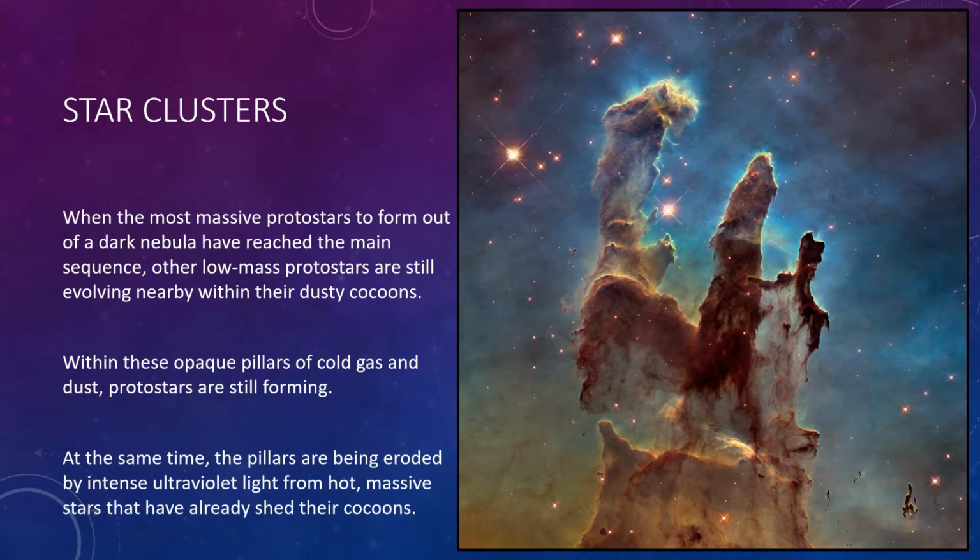At the same time, however, the pillars are being eroded by intense ultraviolet light from hot massive stars that have already shed their cocoons. As each pillar evaporates, the embryonic stars within have their surrounding material stripped away prematurely, limiting the total mass that these stars can accrete.